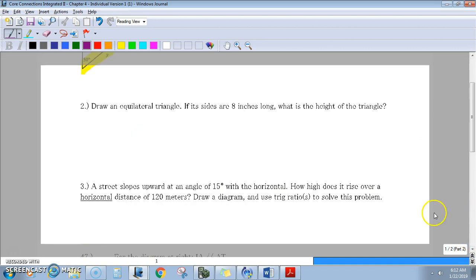All right, what's next? Draw an equilateral triangle. All sides are 8 inches long, and in an equilateral triangle, all sides are the same. Okay, so 8, 8, 8. What is the height?